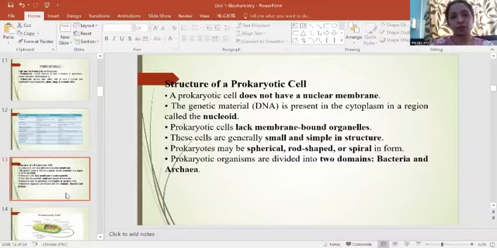So, the structure of prokaryotic cells, as we have already discussed in the difference between prokaryotic and eukaryotic cells, we already know that it does not have a nucleus membrane. Genetic material is present in the cytoplasm in a region called the nucleoid. Prokaryotic cells lack membrane-bound organelles. These cells are generally small and simple in structure. Prokaryotes may be spherical, rod-shaped, or spiral in form. Prokaryotic organisms are divided into two domains, that is bacteria and archaea.